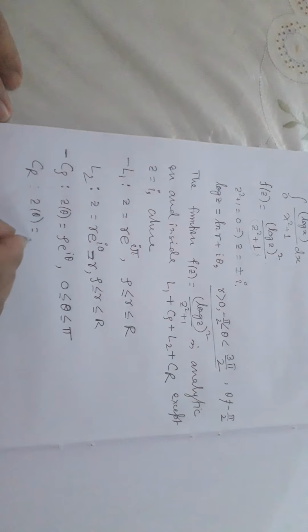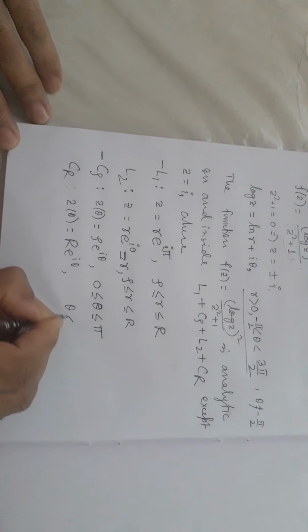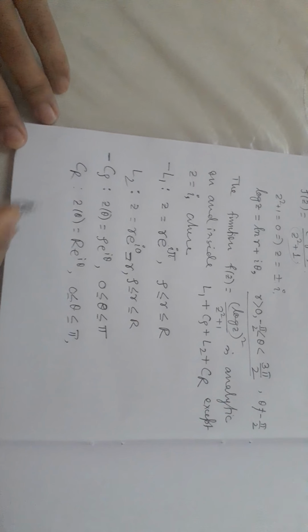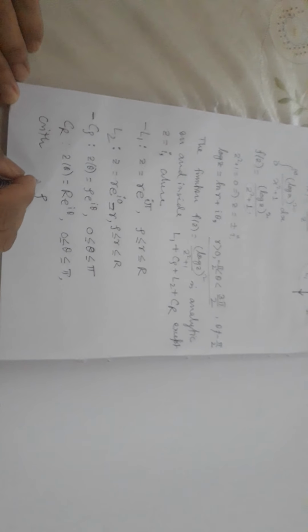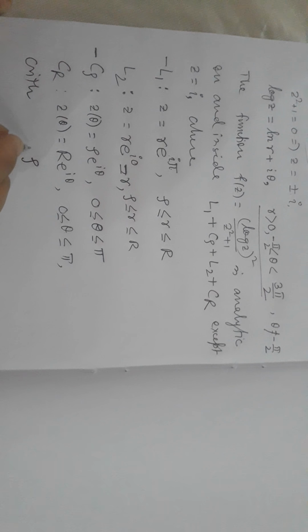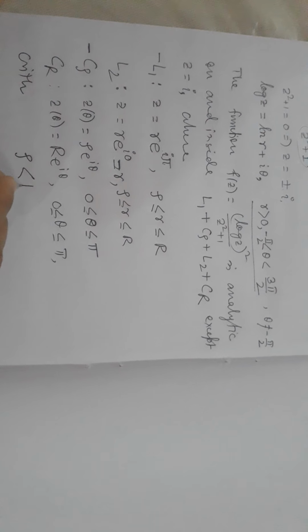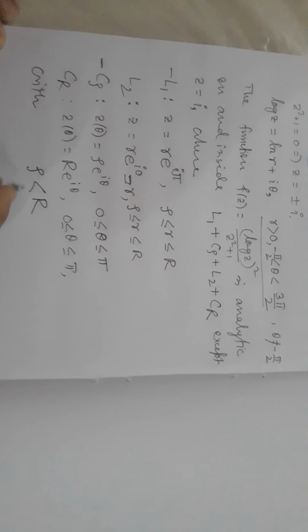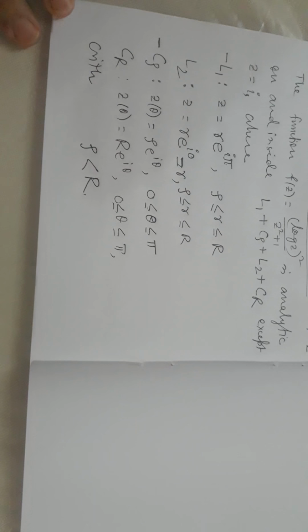Similarly, we have C R as z of theta. What is the radius of C R? C R is R e to the power i theta, with theta between 0 and pi. Now this i should be in between, so rho must be less than this one. Rho is less than R. Okay, next slide.